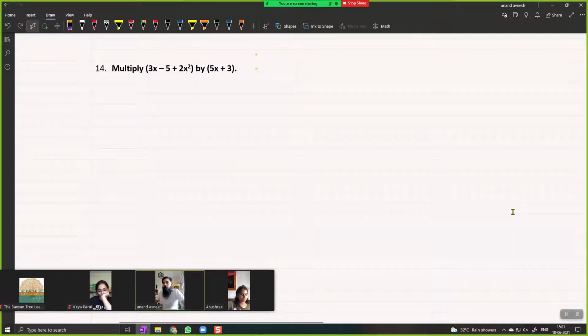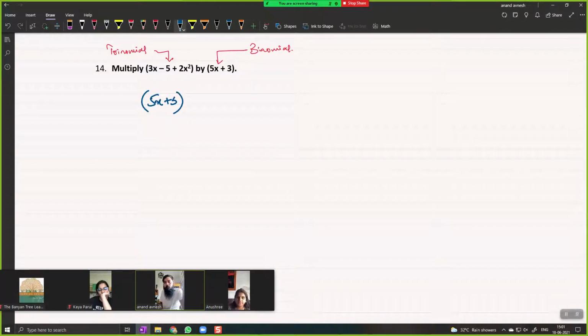Okay. Now this is something unique. You have a trinomial over here and you have a binomial over here. So in this case, the rules of multiplication are slightly different. So first you write the polynomial with fewer terms, that is a binomial, 5x plus 3. Always write the polynomial which has fewer terms first, then put a multiplication sign, or even if you don't, that's no problem. Okay. After that a trinomial, 3x minus 5 plus 2x square.